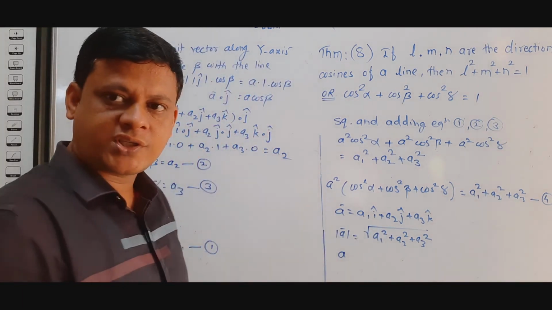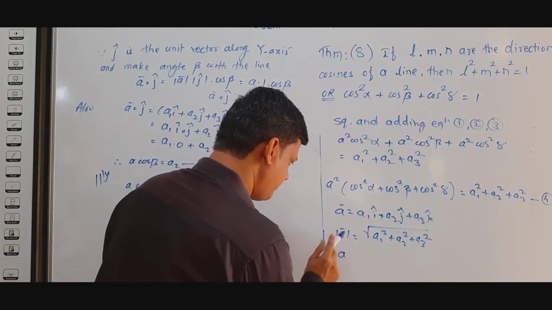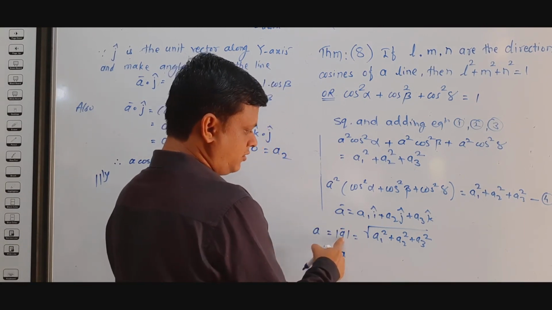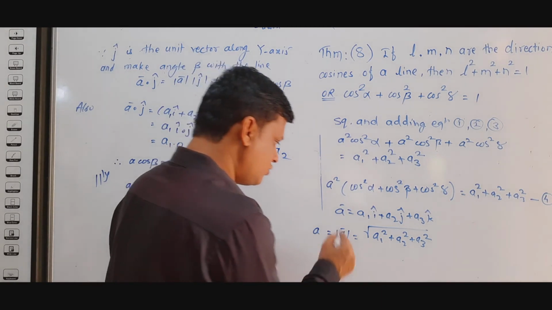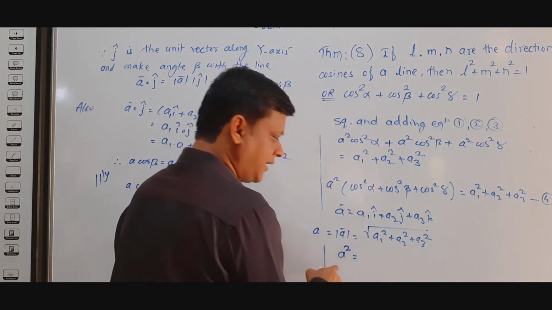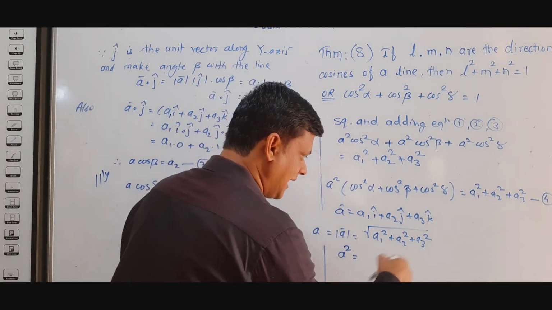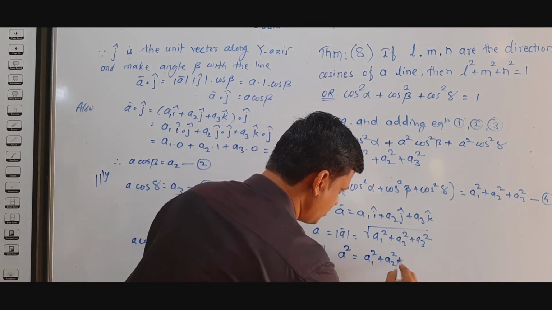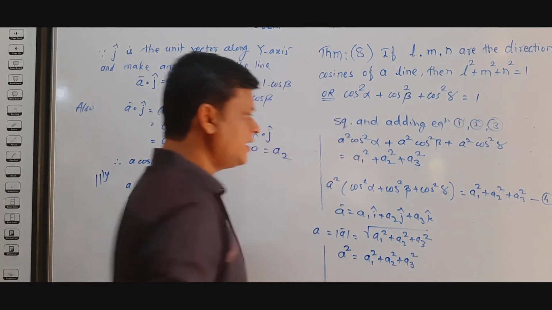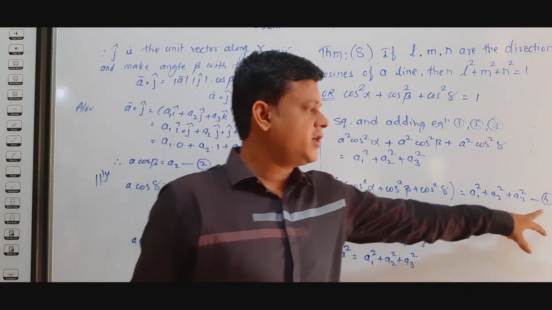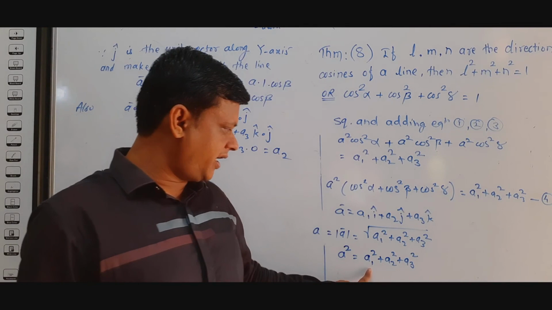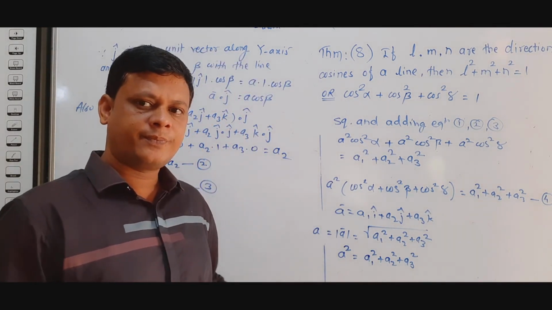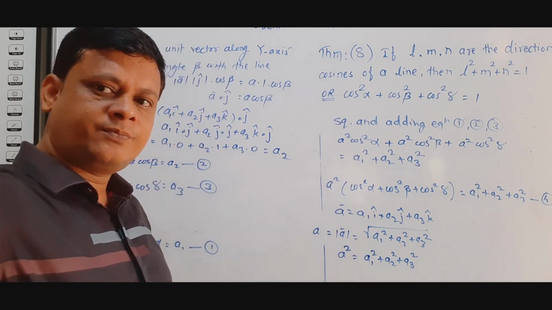So we write A equals the square root of A1 square plus A2 square plus A3 square. Squaring on both sides, in the LHS we write A square. In the RHS, square and square root get cancelled, so we write A1 square plus A2 square plus A3 square. That means in equation 4, we can replace A1 square plus A2 square plus A3 square by A square. So substitute that value.